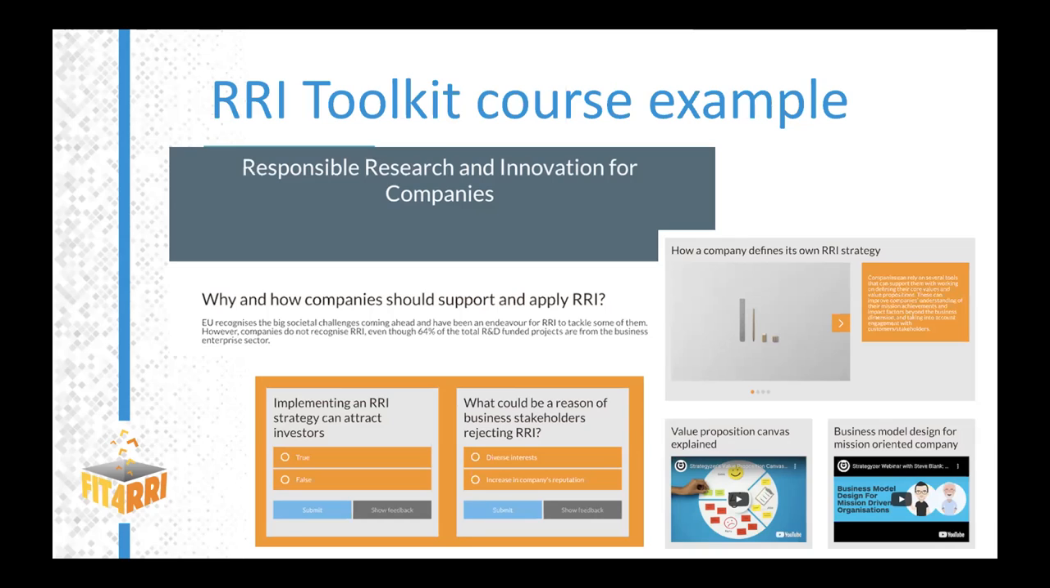So, for example, on the very top you can see a little bit of text where it tries to explain the concept and what is happening right now in this specific case at the European Union level. And then how a company defines its own RRI strategy. So this section has very small tips on the side, two videos under it. And then at the bottom on your left-hand side, you can see a sample of the quiz questions for this specific course.